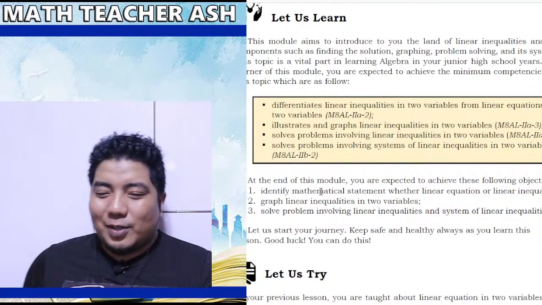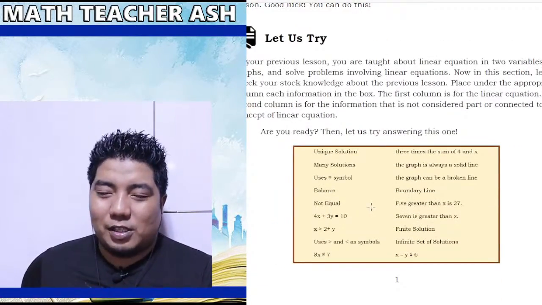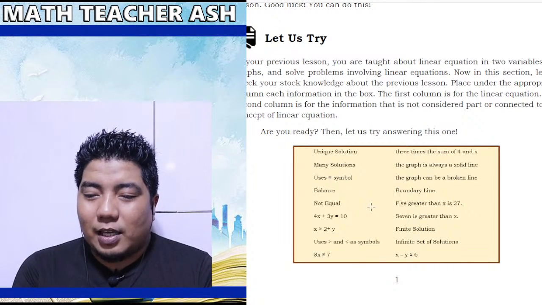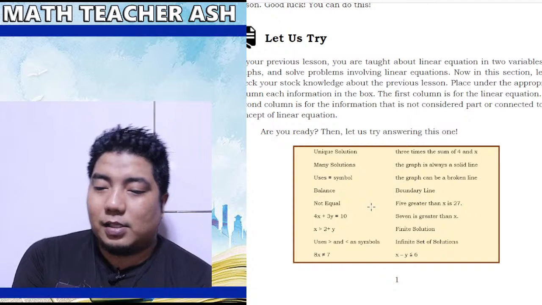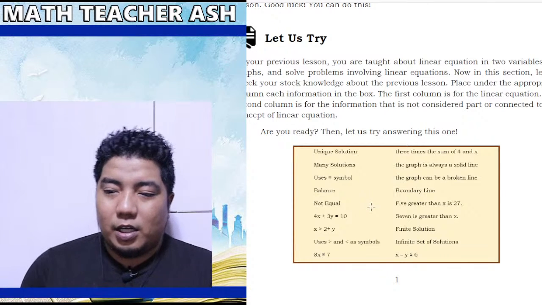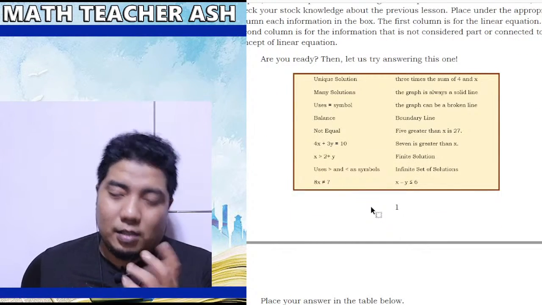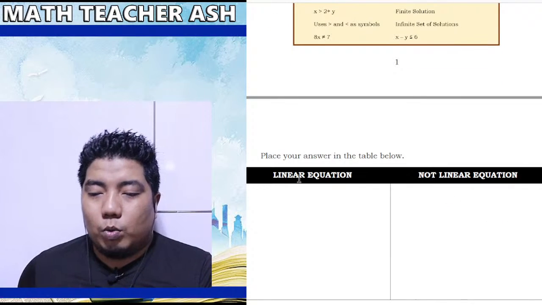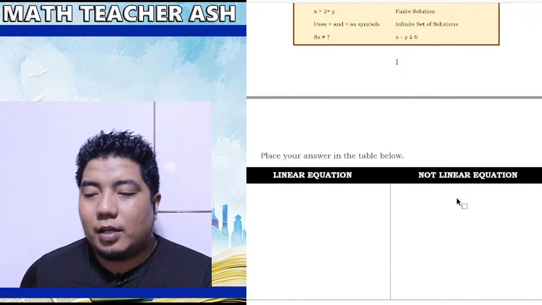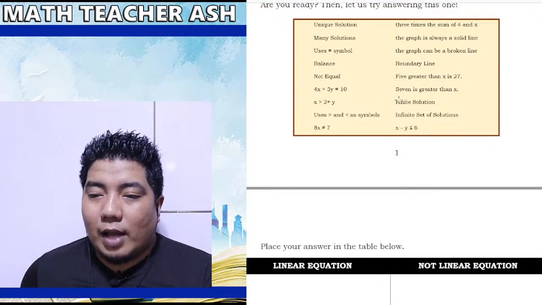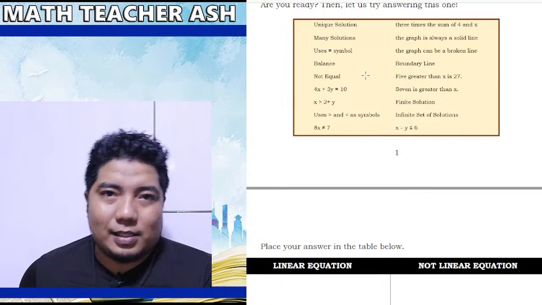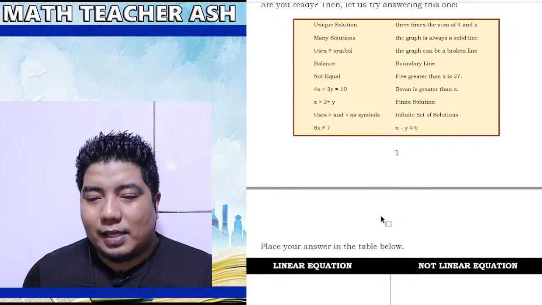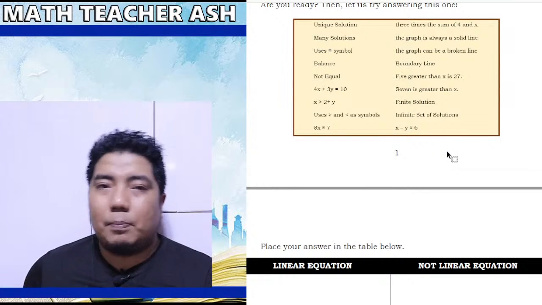Alright. Okay, so let us go here to our first activity. So let us try. So here, meron kayong nakikitang isang box na maraming mga statements. So the aim here is to put this information or these statements to our table below, which is the linear equation and the not linear equation. So alin sa mga characteristics na ito ang nagpapakita na ito sila ay para sa linear equation at ang isa naman ay hindi para sa linear equation.